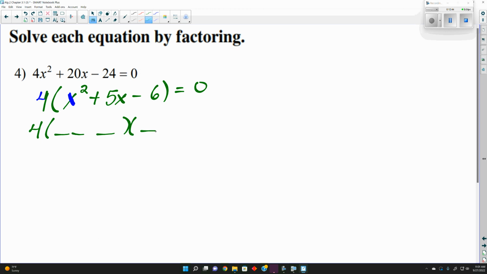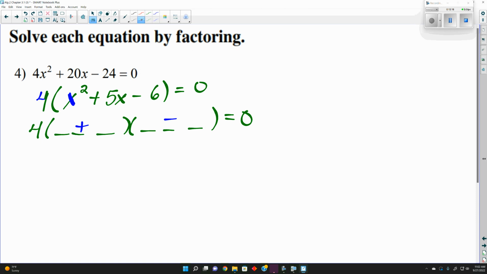Now we can set it up as 2 sets of parentheses with 3 spaces. Now we're looking for the sign. If the third term is negative, the signs are opposite. If the third term is positive, the signs are the same and they match the sign of the middle term. Well, since it's negative, one of these is going to be positive and one is negative.